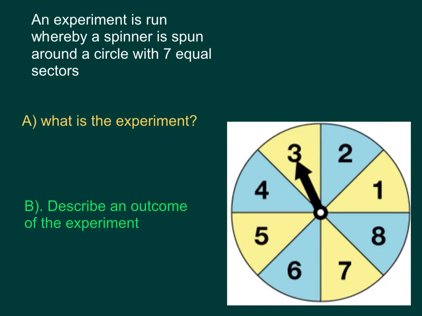So let's take a look at this first example. An experiment is run whereby a spinner is spun around a circle with 7 equal sectors. Can you picture doing this? You're just spinning this little spinner, maybe in a game you played when you were younger, maybe in a game you played last night.